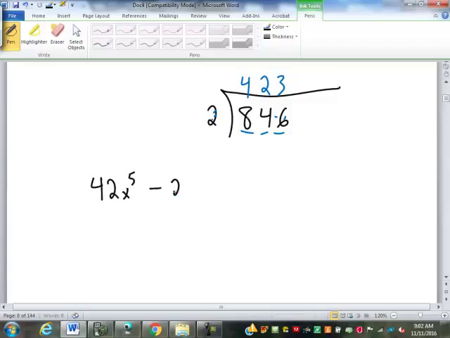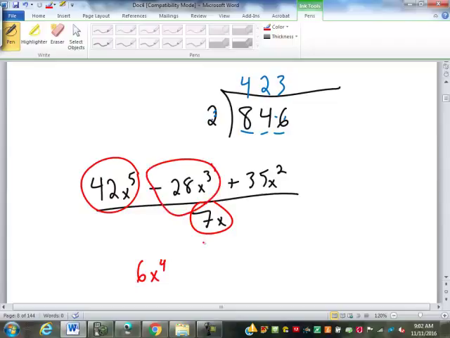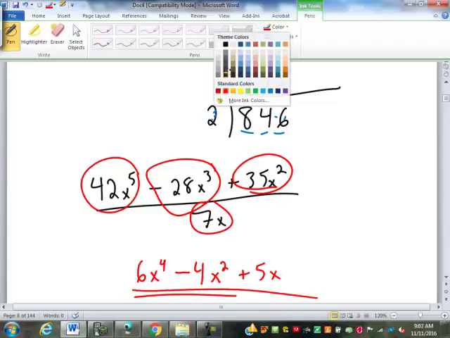42x to the 5th minus 28x to the 3rd plus 35x squared divided by 7x. And divide that first digit by the 7x. Divide the numbers. 42 divided by 7? 6. X to the 5th divided by x? X to the 4th. Negative 28x to the 3rd divided by 7x. Negative 28 divided by 7, negative 4. X to the 3rd divided by x? X squared. 35x squared divided by 7x. 35 divided by 7, positive 5. And x squared divided by x? X. What do you think? Not horrible?